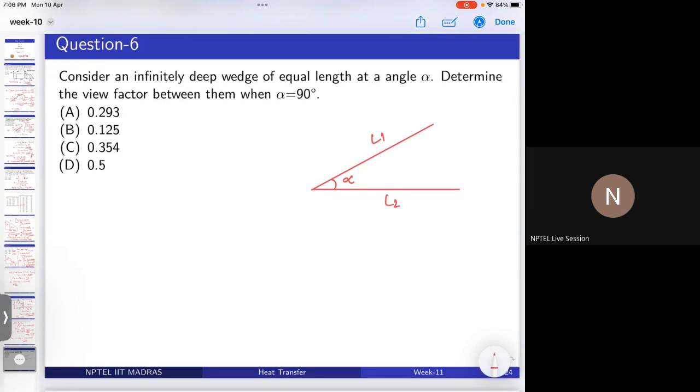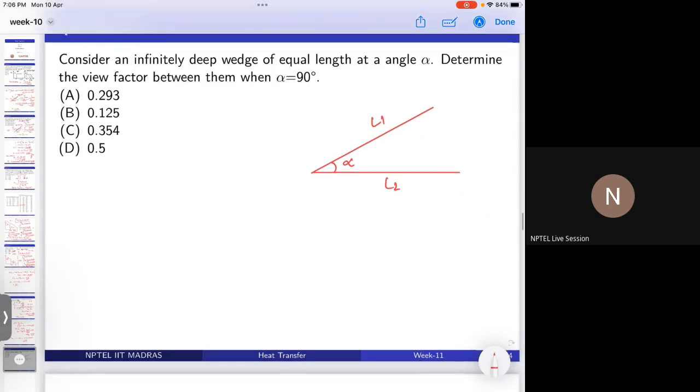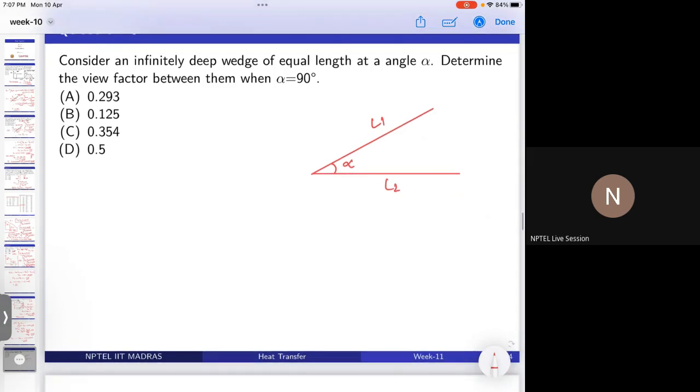What is the view factor we have to find out? I'm closing this by considering another imaginary surface. This is like the atmosphere. This wall is the atmosphere. I'm taking this length as x.